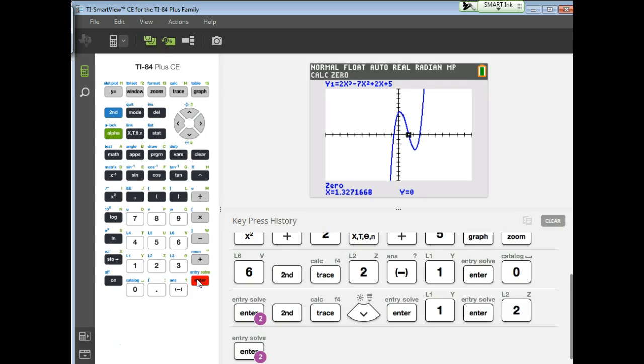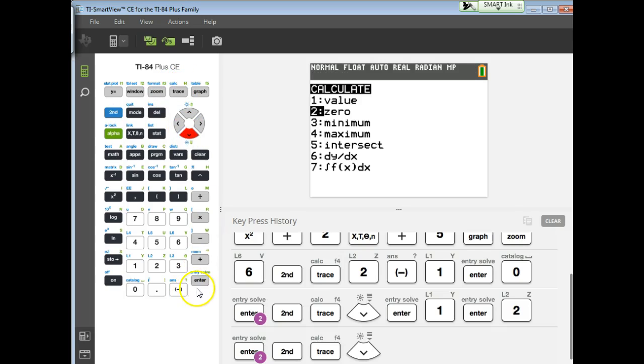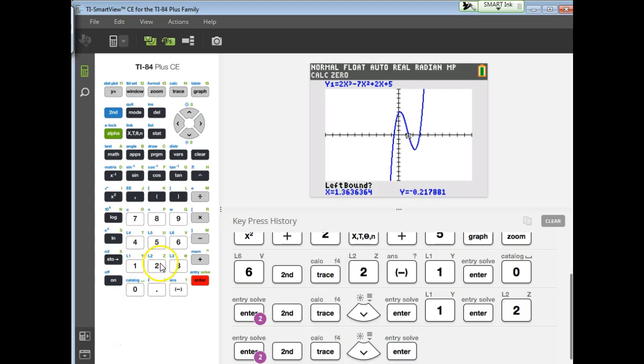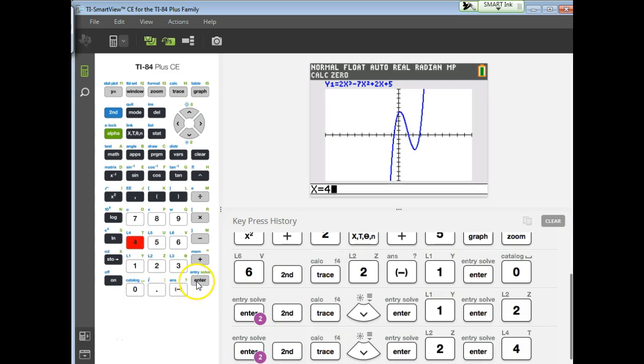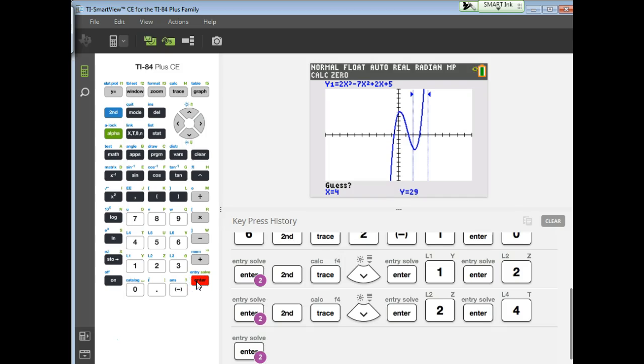And then that last one, make a guess for me. 2.8. All right, we're guessing 2.8. All right, let's find it. Calc 0. So 2 is definitely to the left of it. 4 is most definitely to the right of it. Very good guess at 2.8.